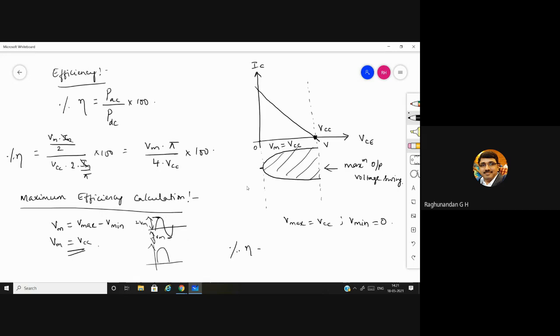On substitution, we get VCC into pi by 4 into VCC into 100. This gets cancelled. So what is the pi by 4 value? You get 78.5, sir. Yes, it is 78.5%. So this is the maximum efficiency which we are able to get.